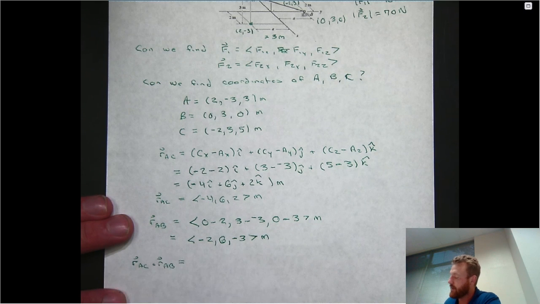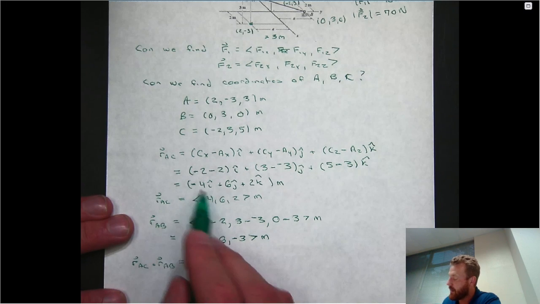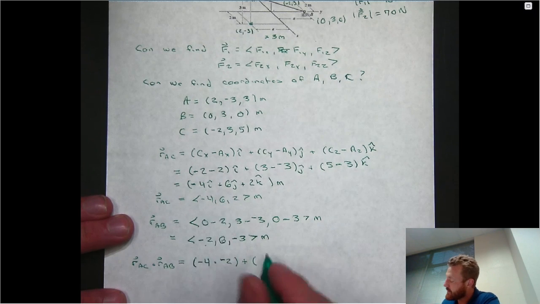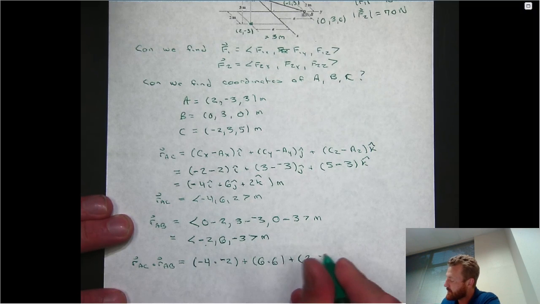Remember, taking that linear algebra approach, what we want to do is take the common components and multiply them together. So the x component of RAC is minus 4. The x component of RAB is minus 2. So I'm going to take that product, and then I'm going to add on to that the product of the y components. So that'll just be 6 times 6. And I'm going to add on to that the product of the z components. So that's just going to be 2 times minus 3.